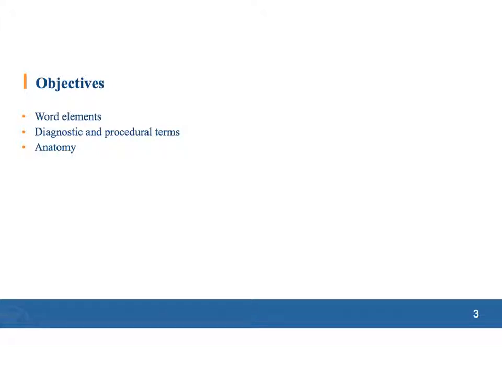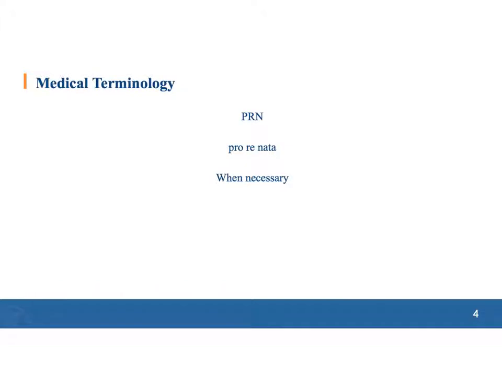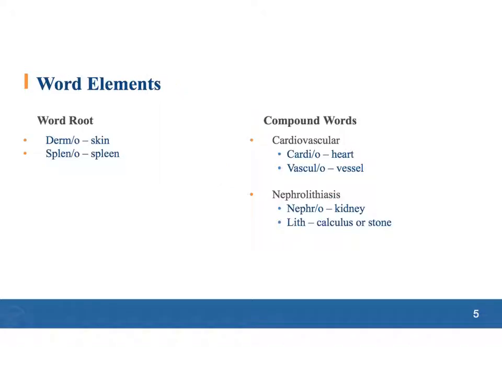The objectives for this chapter are word elements, diagnostic and procedural terms, and anatomy. Some basic medical terminology: PRN means pro re nata, when necessary. Word elements. So word root: dermo is skin, spleno is spleen.